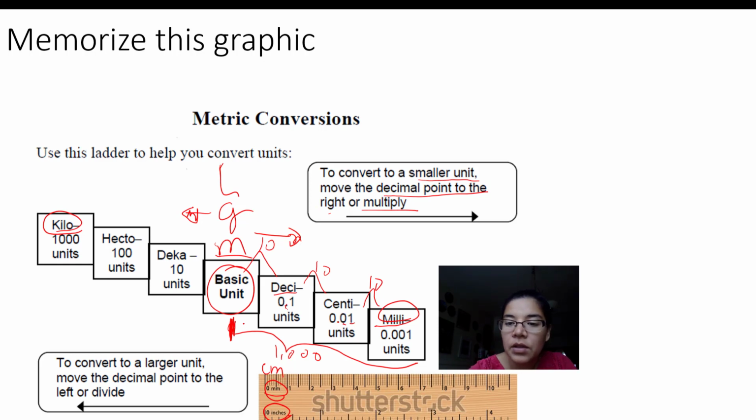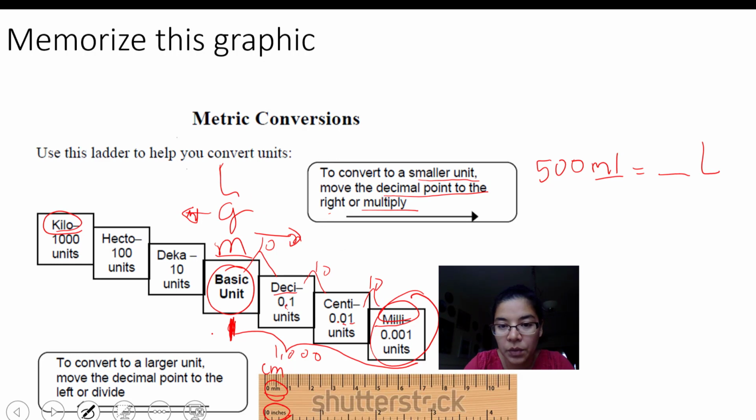Let's try that. So we have 500 mLs. We're talking about volume. How much is that in liters? We're going from a small volume, a small number, to a large volume. Okay, small unit to large. What do we do? Okay, so we're going to a larger unit, move the decimal to the left or divide.